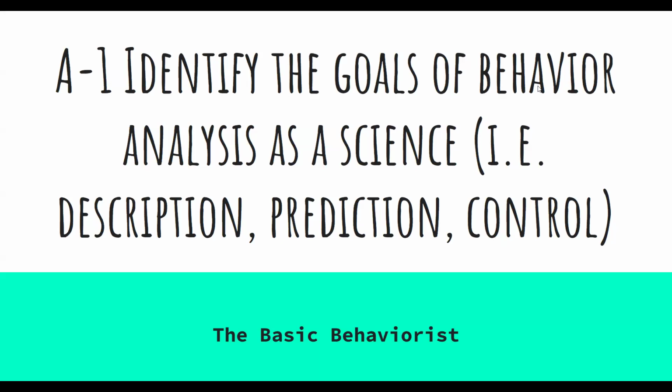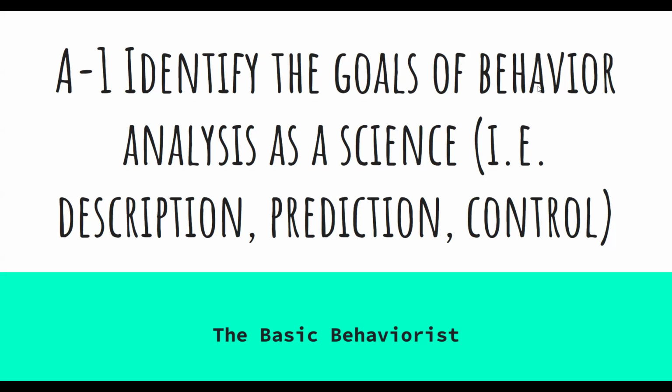So today we're talking task list item A-01, which is identify the goals of behavior analysis as a science, i.e. description, prediction, and control. Remember, in this podcast, we're not going to be super technical. We're here to just be a basic behaviorist. We're going to put everything in layman's terms so that if you don't have a background in ABA, you understand.